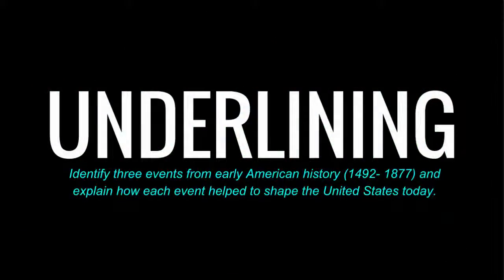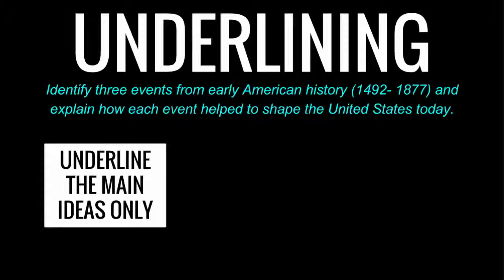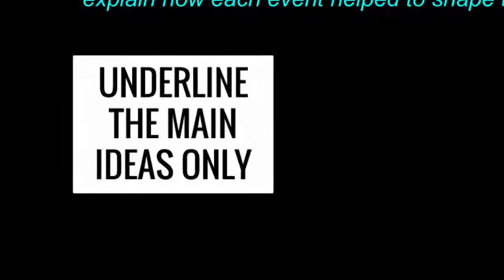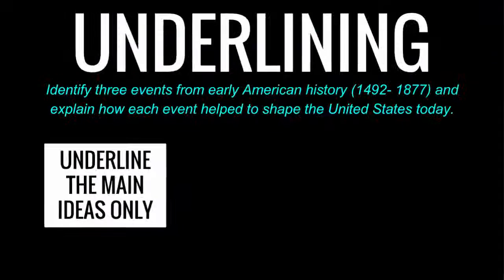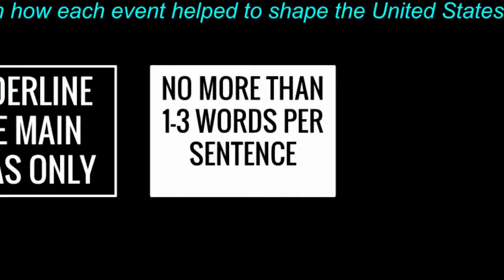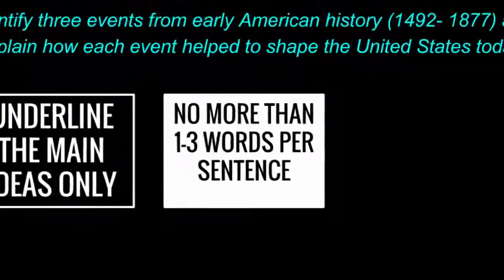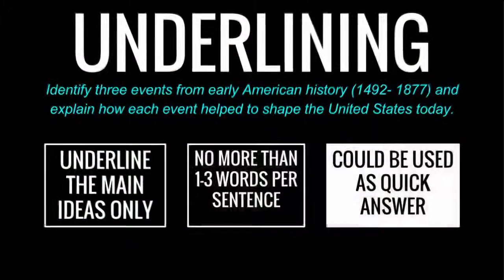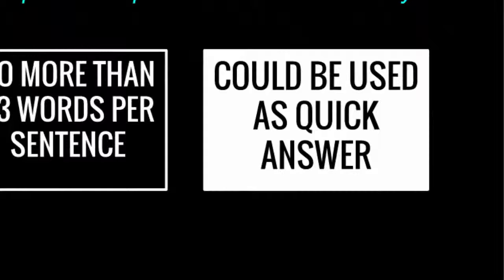You can earn points for this category by identifying the main ideas in your response. The underlining category is worth 2 points. You need to underline the main ideas. These are the ideas that you'll be explaining. I'm asking you to do this so that I know you can identify the main ideas. Only underline 1 to 3 words in a group. Avoid underlining entire sentences. Remember, you are only underlining the main ideas. Your underlined words could be used as a quick answer to the prompt. You are underlining the answers.